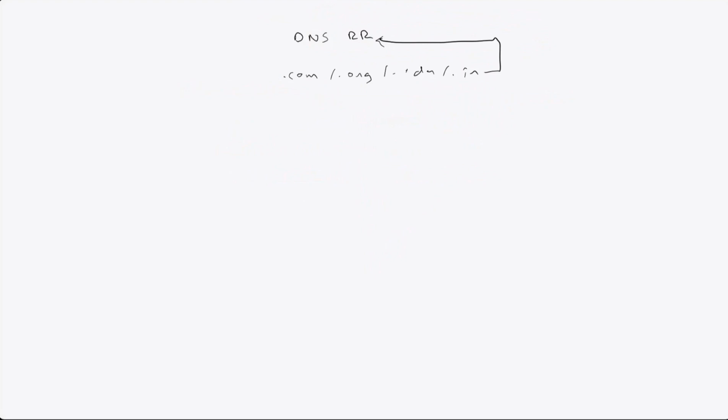So what I'll do is let me create two columns. In one column, I'll write down the DNS resource record type. And then in another column, I'll just mention the purpose or function of this specific resource record.